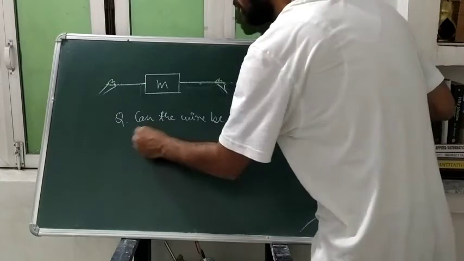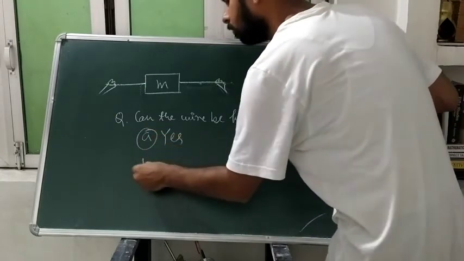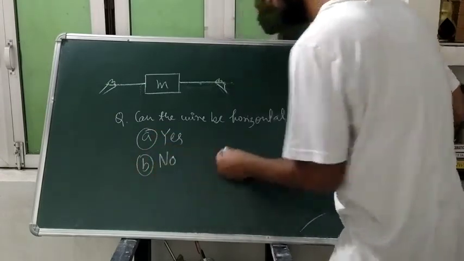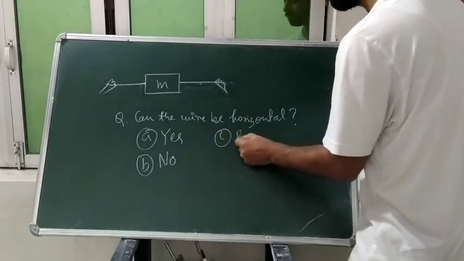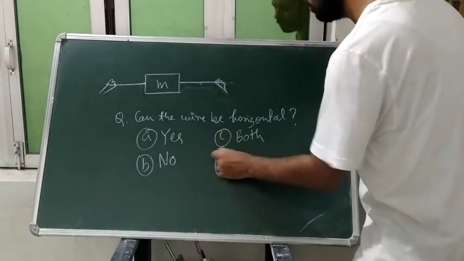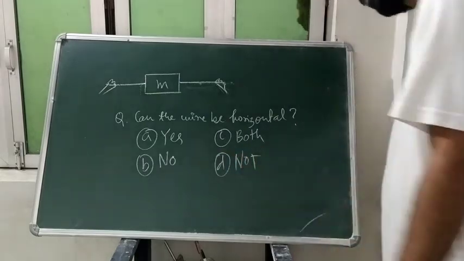A is your yes, B is your no, C is your both, D is your none of these.